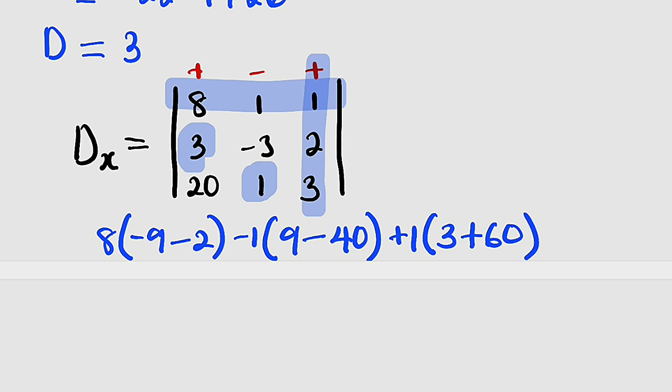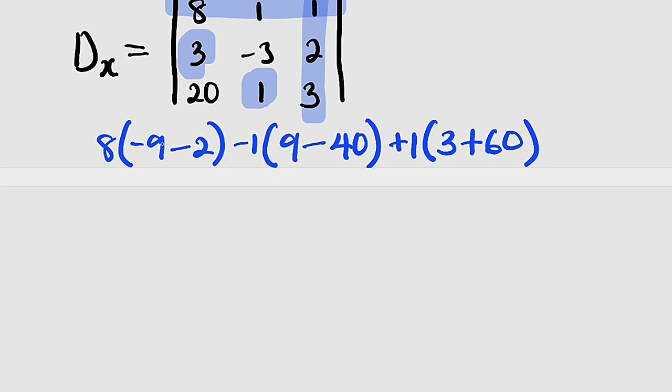So let's evaluate this. Negative 9, negative 2 is negative 11 times 8 is negative 88. Move to the second one. 9 minus 40, negative 31, right? Times negative 1, that will give us positive 31. Then in the other bracket, we have 3 plus 60, which is what? 63.